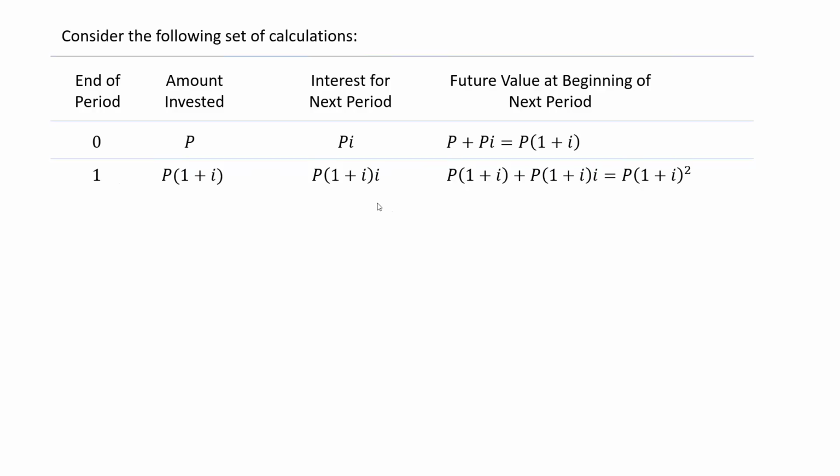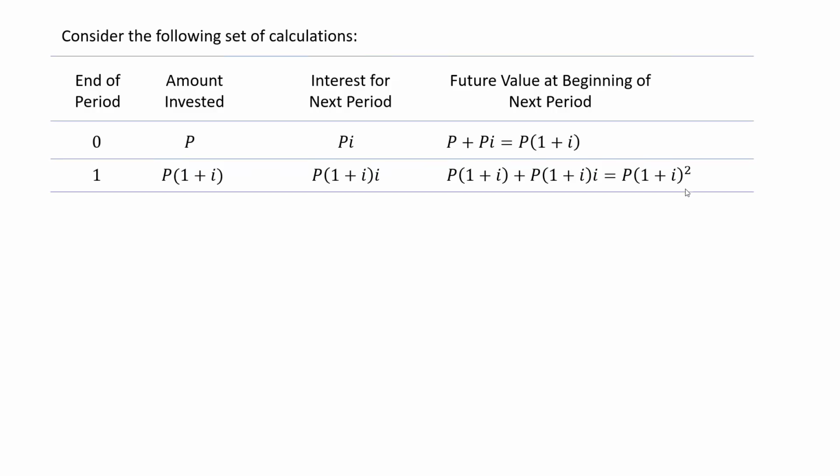And what? That's P times the quantity 1 plus I squared. How? Simple math. Can I factor out a P times 1 plus I from both these terms? Good. If I do, would you agree I get 1 from this first term plus I from the second term? Right? P times 1 plus I times 1 plus I. Oh, but 1 plus I times 1 plus I is 1 plus I, the quantity squared. That's the whole idea. Cool?